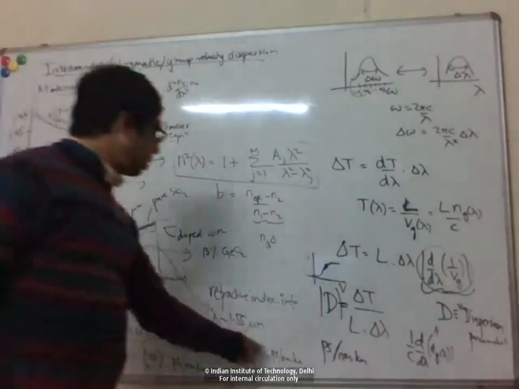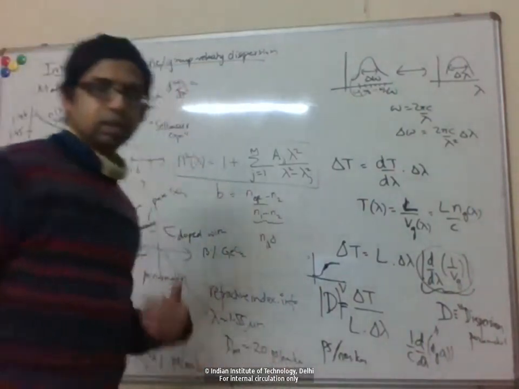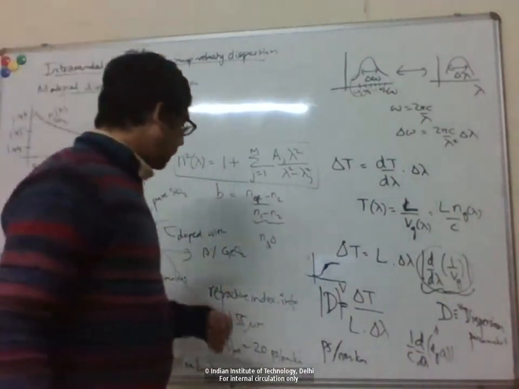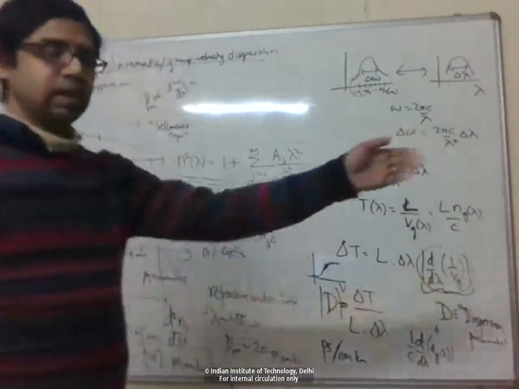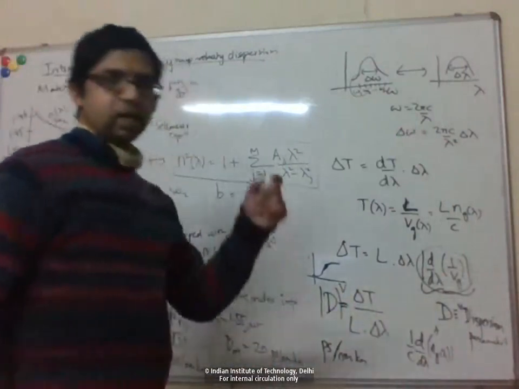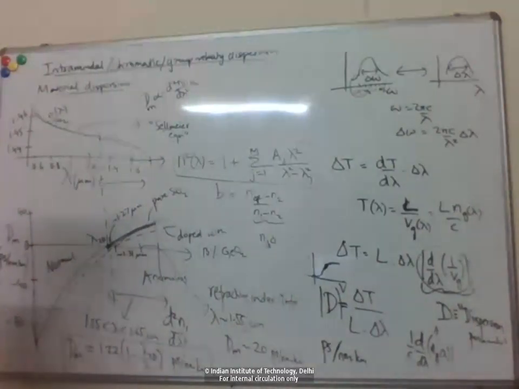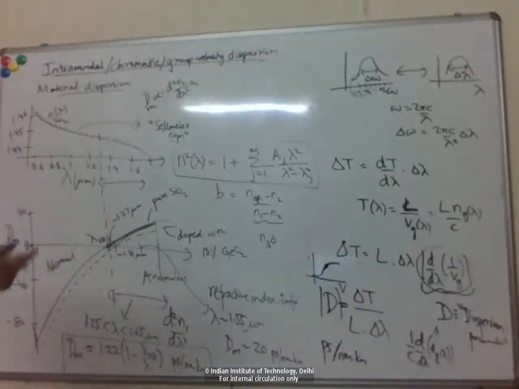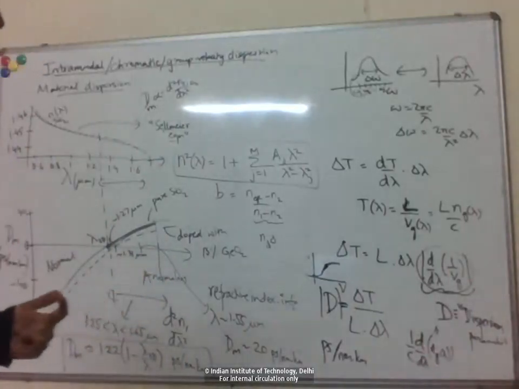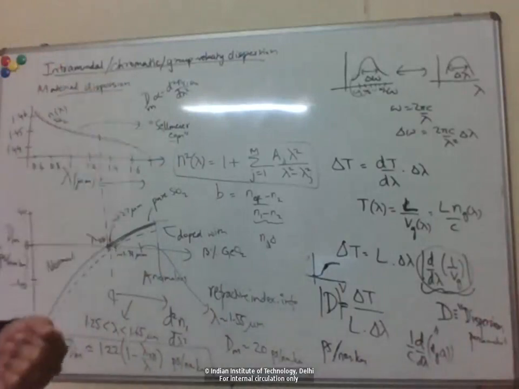What does this mean? If you have a source with a 1 nanometer bandwidth, some laser diode, and you send it over 1 kilometer of fiber, you'll get 20 picoseconds of broadening in the pulse. This material contribution will be there for any type of optical fiber, irrespective of the core size, the index difference, etc. This is just coming from the glass material itself.